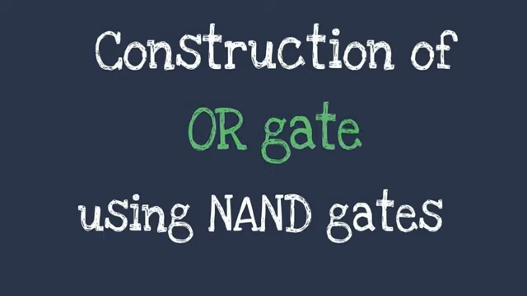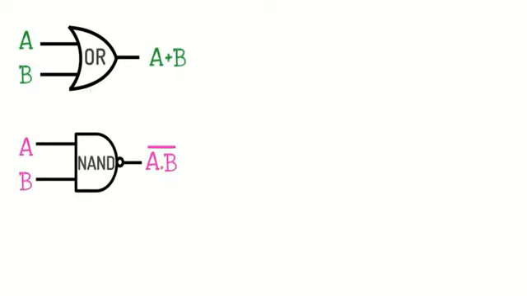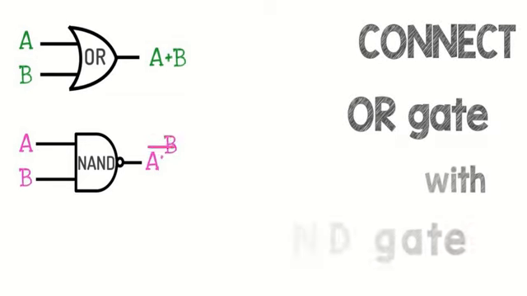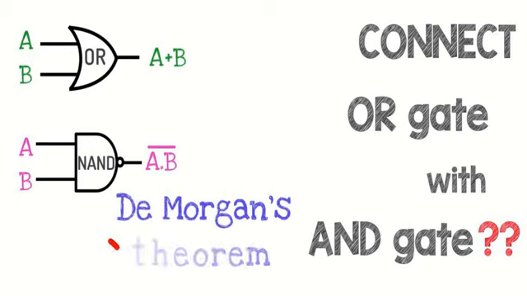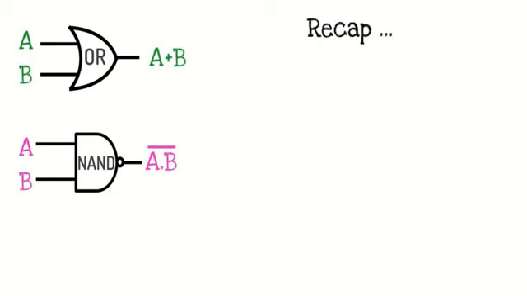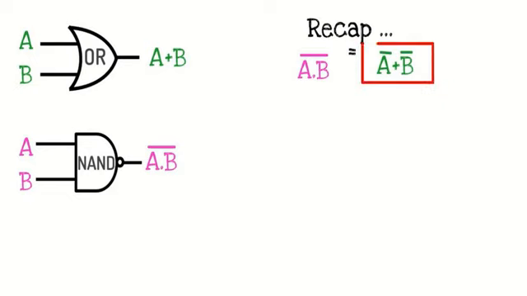Now construction of OR gate. What is the equation of OR gate? A plus B. We have to construct it with the help of NAND gate. That is, output of NAND gate is A dot B complement. Can we connect OR gate with AND gate? Yes, with the help of De Morgan's theorem. In the previous topic you have learned De Morgan's second theorem, that is the complement of product is equal to sum of their complement. So we have already sum of their complement, but there is no need of complement.